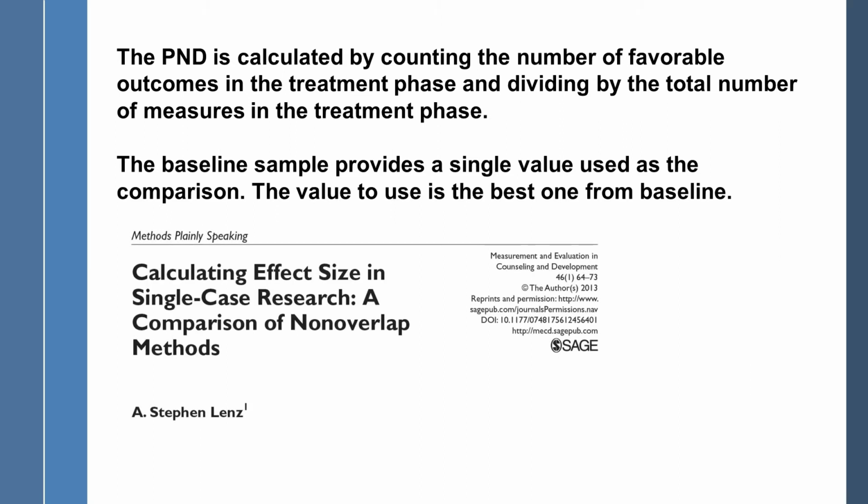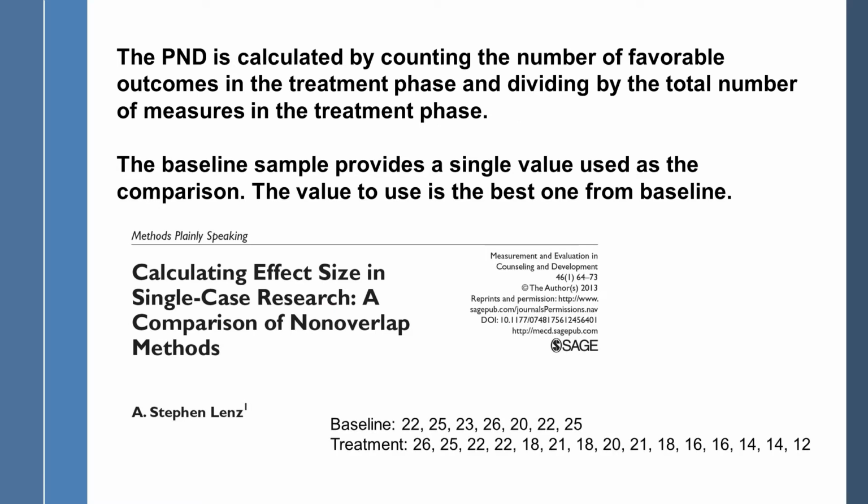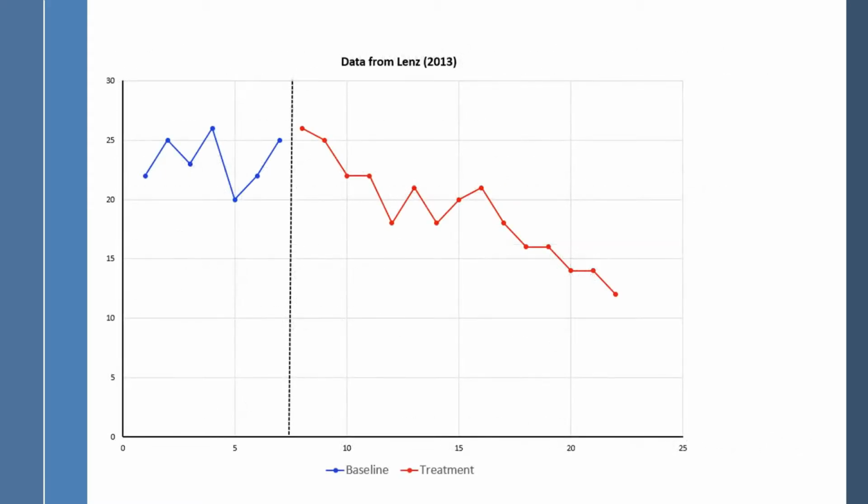I use an example here from this article by Stephen Lenz, where Lenz provides some hypothetical data. Here are the data points from the Lenz article. I took those data points and dropped them into Excel to get this graph. And you can see that there's a discernible pattern here. During the treatment phase, it appears that the behavior in question is going down. And for this particular hypothetical, we're trying to reduce the behavior in question. So lower scores are better.